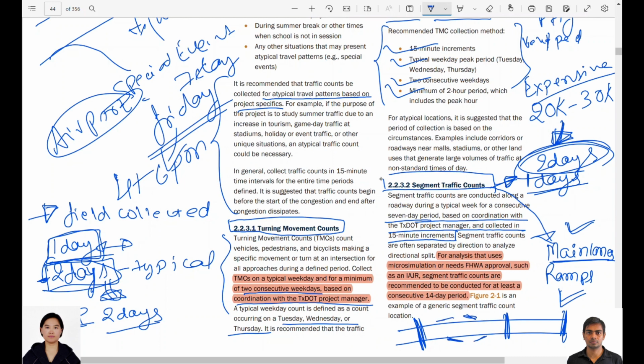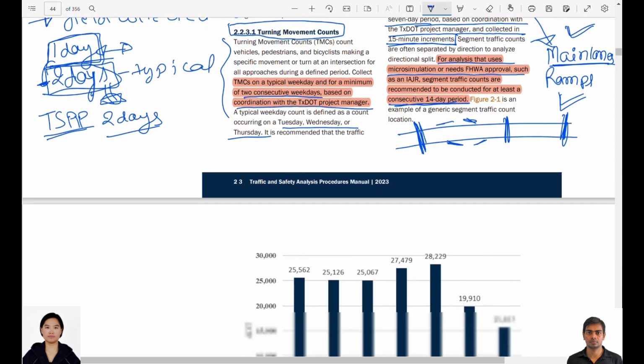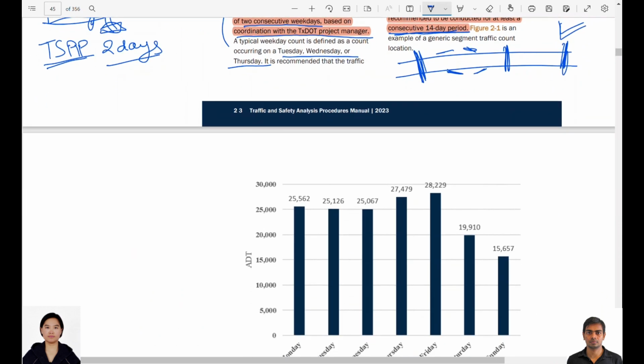So I believe the guideline is to collect main lane and ramp for 7 consecutive days. For analysis that needs the FHWA approval, for example IAJRs, it is recommended to have a 14-day period. Traditionally we collect 2 days of data for an IAJR, and several times, in order to save money, even for an IAJR the consultant collects 1 day of data.